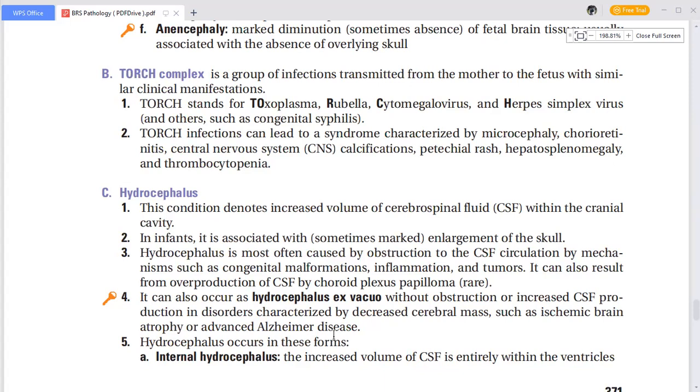So let's go to our second part. Our second part is on hydrocephalus, depending on where you come from. But as Kaputa people, we pronounce it as hydrocephalus.